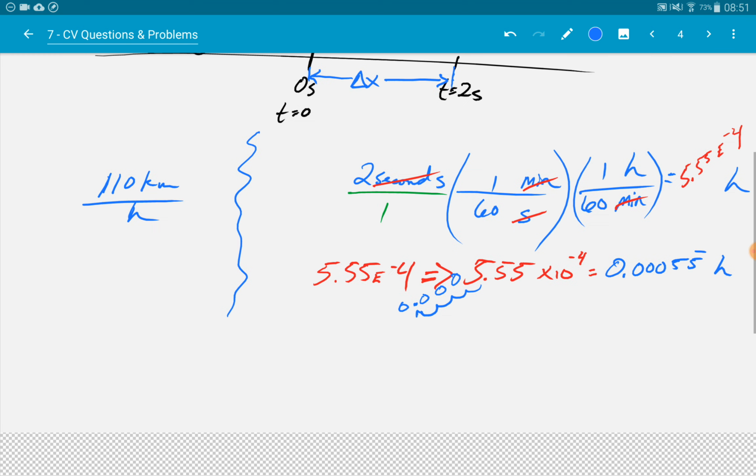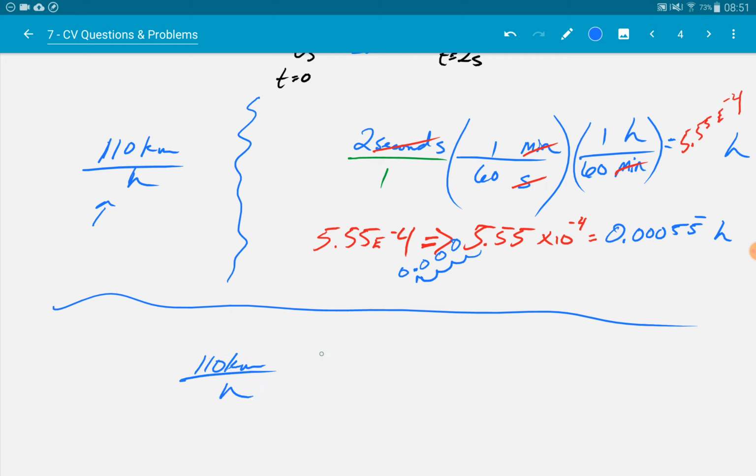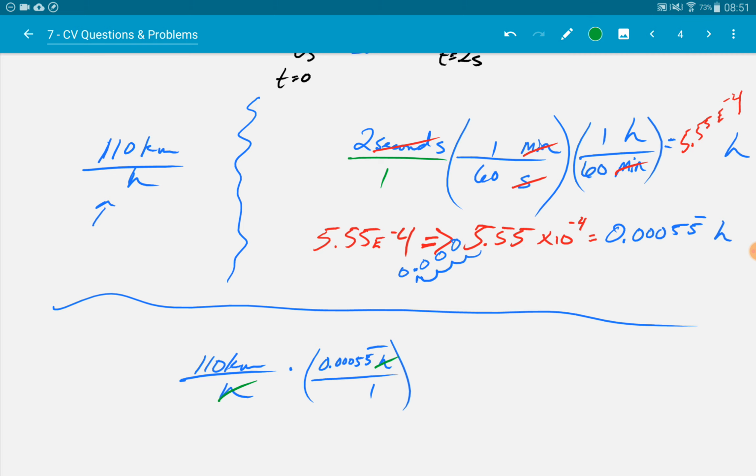Now, what can we do with that? Well, our original 110 kilometers an hour, let's go ahead and do that down here. If I have 110 kilometers an hour, and I multiply that by how many hours I'm actually going here, this 0.00055, and then repeating hours, I could write that as a fraction. I'll write it over 1. And notice when I do that, my hours are going to cancel out here, and I'm left with just my kilometers here.